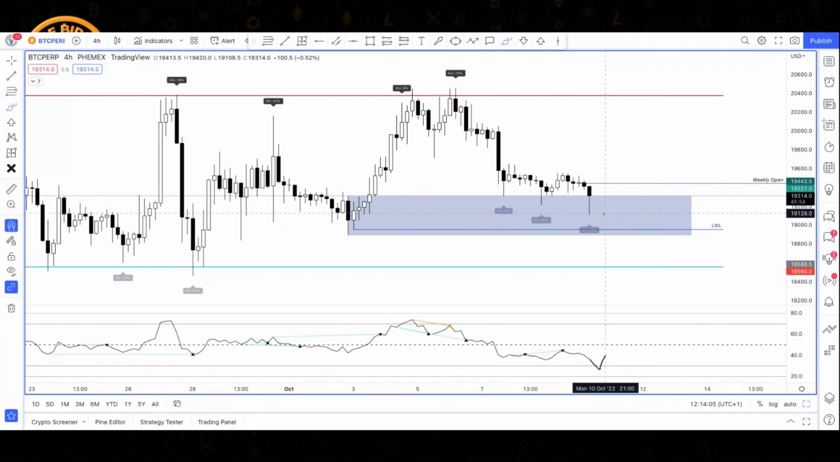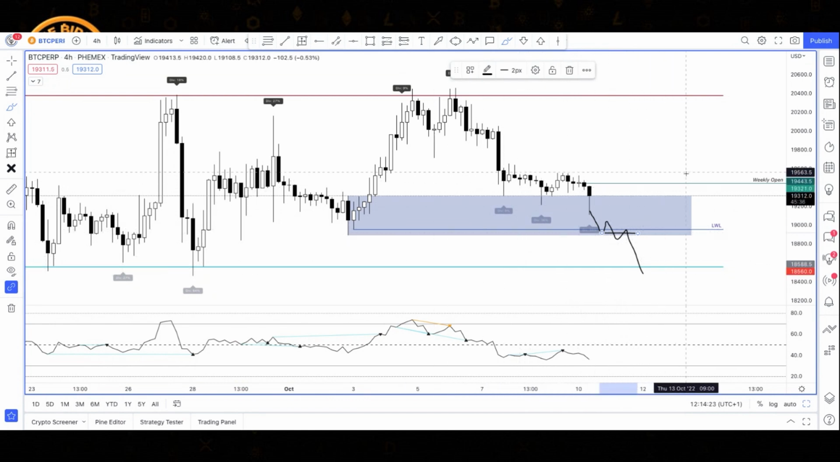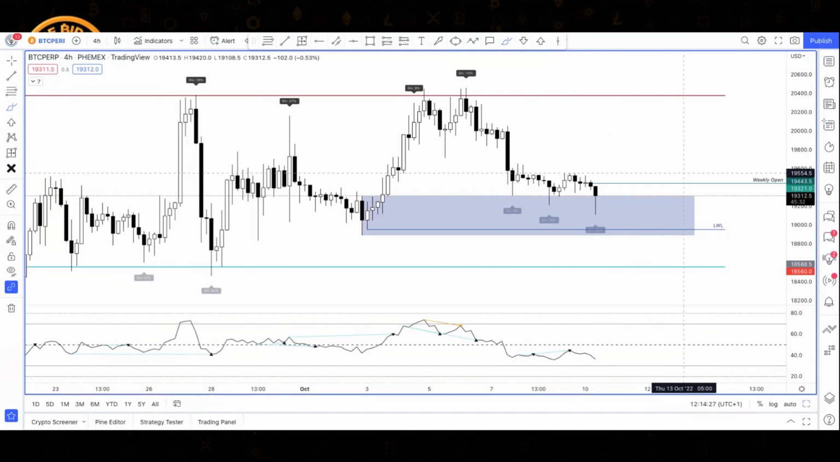However, if we break below it, then what we want to see is something like this. Price coming back down, we get that retest, and then we'd want to see the point that breaks it down. We'd want to see that close beneath, a retest of that area, and then we'd look to short it into the weekly lows, which are down over here. So they're the setups that I'm waiting for at the moment.